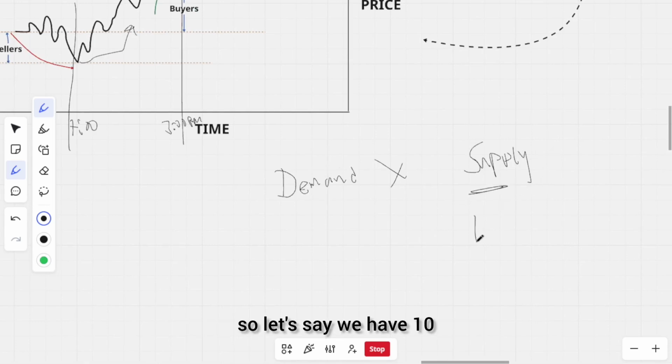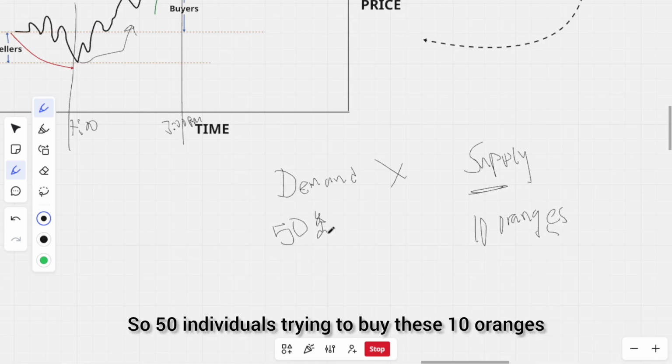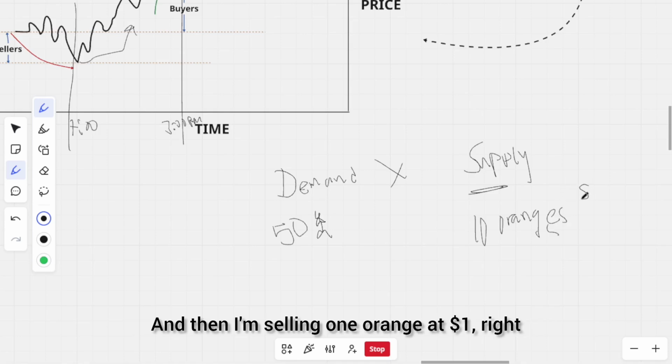So let's say we have 10 oranges, right? That's the supply now. We have 10 oranges. And then we have 50 people or 50 individuals trying to buy these oranges. So 50 individuals trying to buy these 10 oranges. And then I'm selling one orange at $1, right?